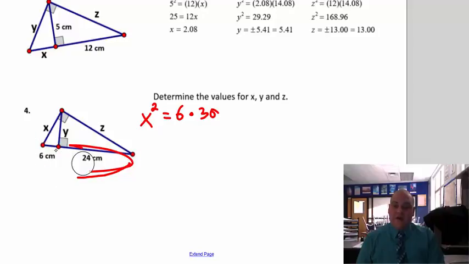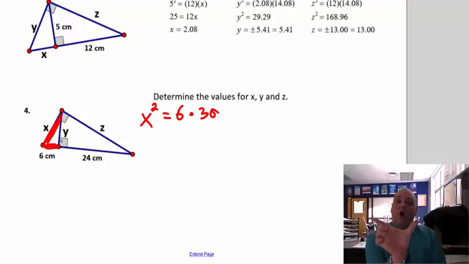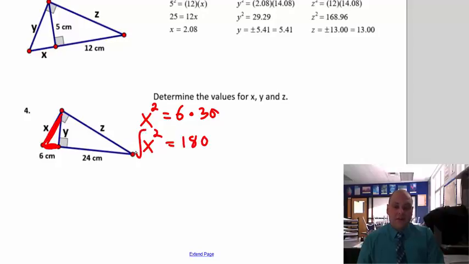So again, x squared, when you're doing the legs, it's the leg squared equals the closer hypotenuse segment times the whole hypotenuse. 6 times 30. So then we solve that. X squared equals 180. And then we take the square root of both sides. X equals the square root of 180.